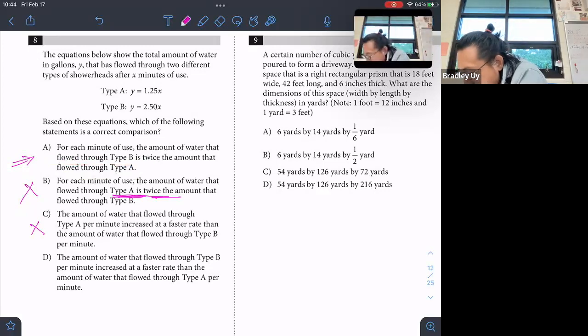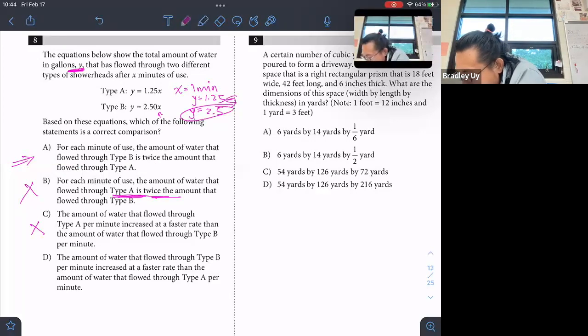You can consider that. Let's say we choose an arbitrary time. Let's say X is equal to 1 minute. Okay, that means the Y, the amount of gallons through A, would be Y equals 1.25. And the Y flowing through type B would be, plugging in a 1 there, 2.5. As you can see, this is double of that.